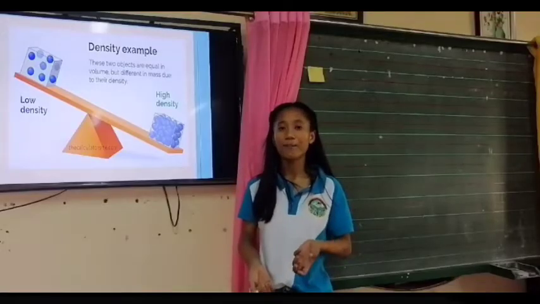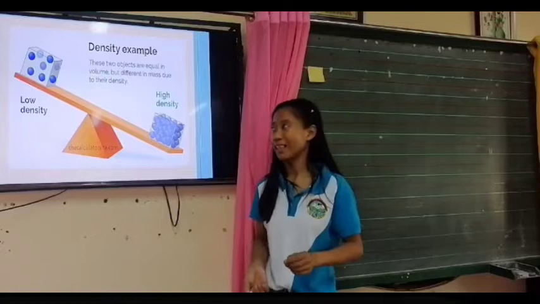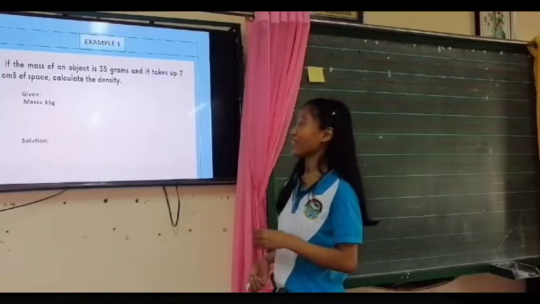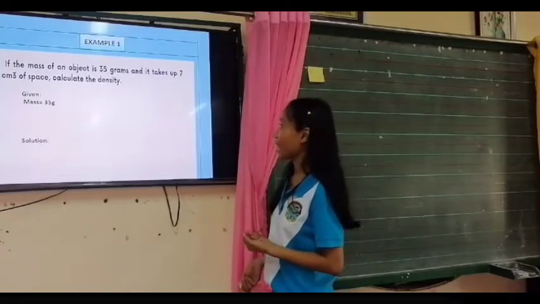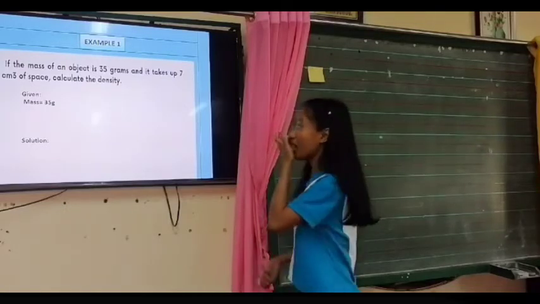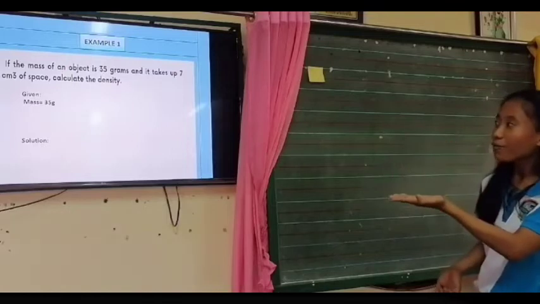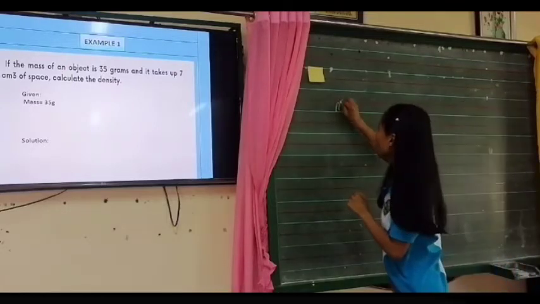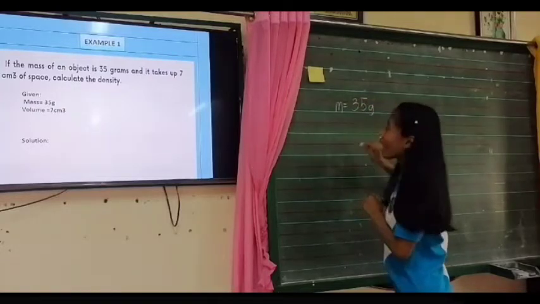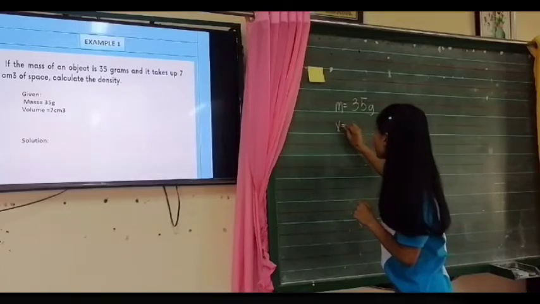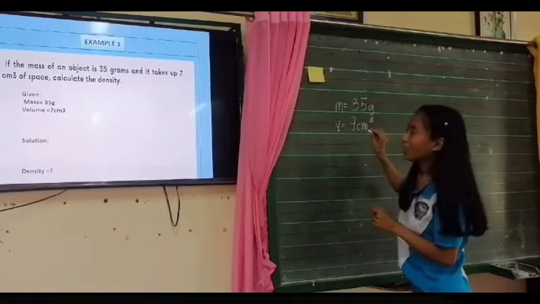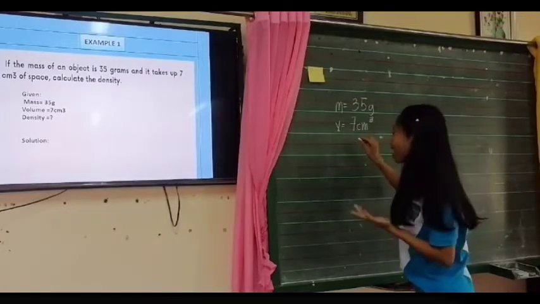So let's have an example on how to compute density. Example number 1. If the mass of an object is 35 grams and it takes up 7 cubic centimeter space, calculate the density. So we have the mass that is equal to 35 grams. And the volume is 7 cubic centimeter. So, ang hinahanap natin ay ang density.